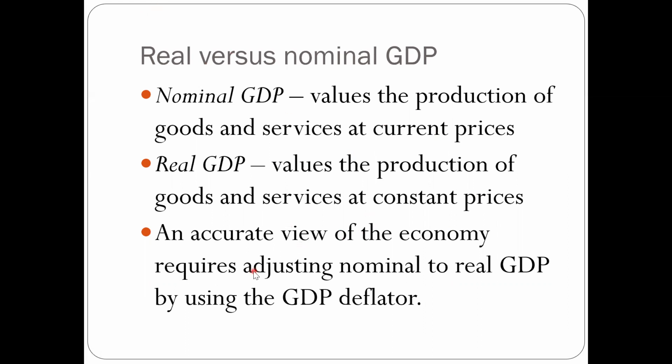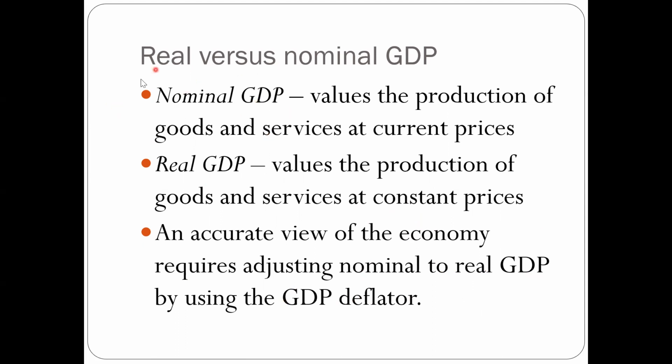An accurate view of the economy requires adjusting nominal to real. Why do I adjust nominal to real؟ ليه أحول الناتج المحلي الإجمالي الاسمي لناتج محلي إجمالي حقيقي in order to avoid the change in prices. So I use constant prices, a base year price, and then I have an accurate comparison of the gross domestic product from one year to another. So by using the GDP deflator, I can calculate the real GDP from the nominal GDP.